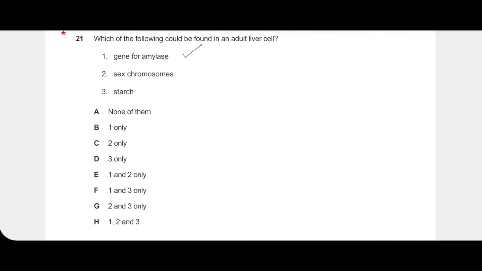So let's move on to number 2, sex chromosomes. That is true. Sex chromosomes are found in all somatic cells. Let's give that a tick. And number 3, starch. Starch is not found in adult liver cells. They are a type of carbohydrate store, and the liver does store carbohydrates, however, not starch. It stores glycogen. So therefore 1 and 2 are correct, and the answer to this question is E. That's question number 21 completed.